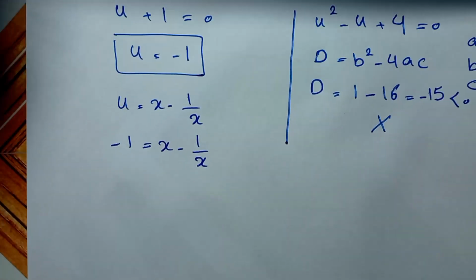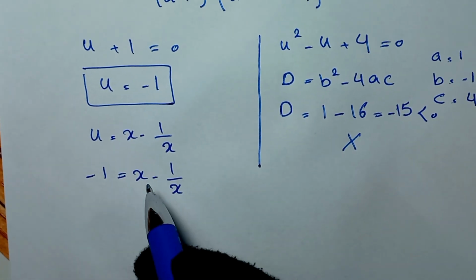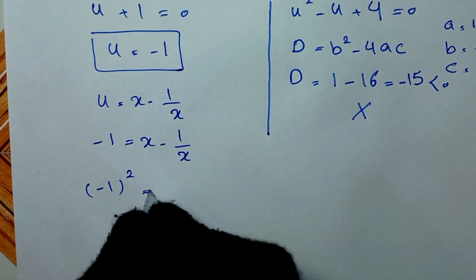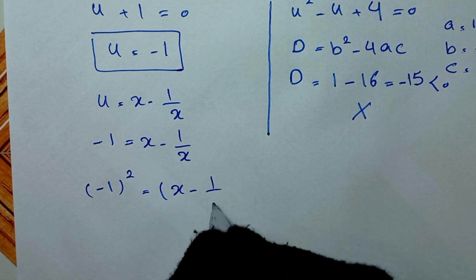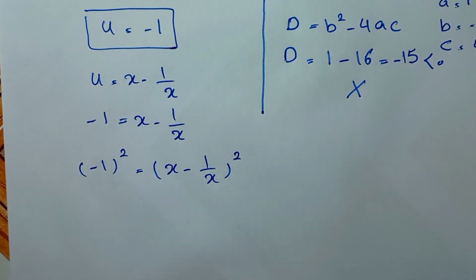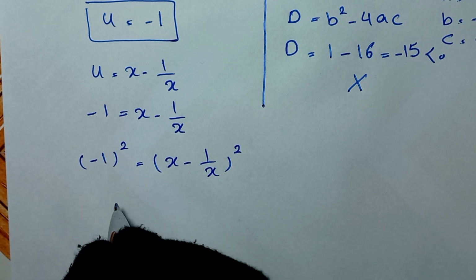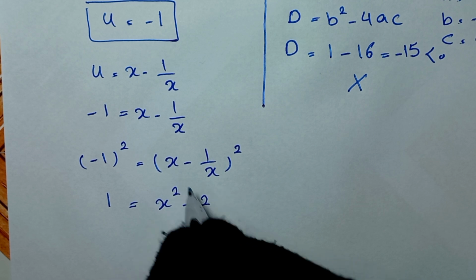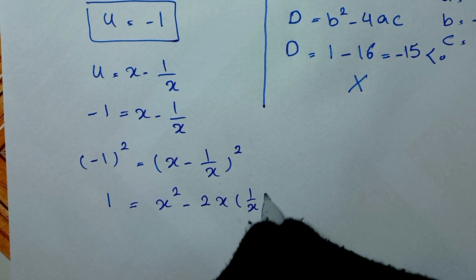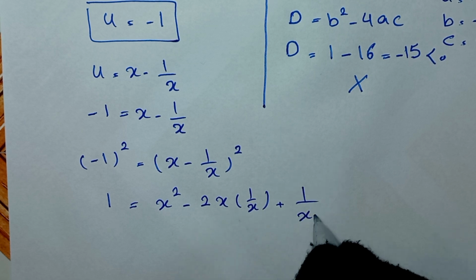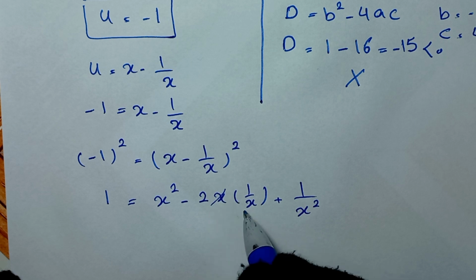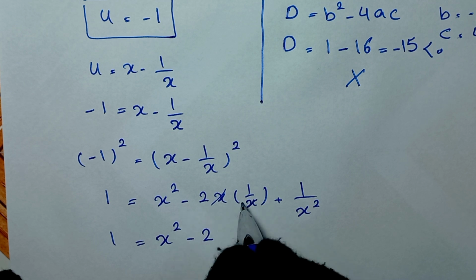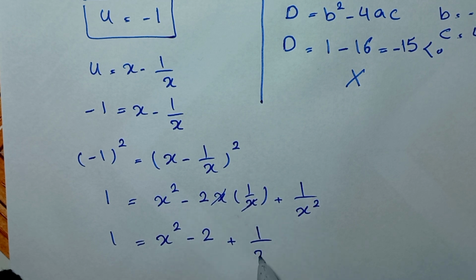So from this equation, we square both sides, and it will be negative 1 to power of 2 is equal to x minus 1 over x to power of 2, right? And it will be negative 1 to power of 2 is 1, and this to power of 2, it will be x squared minus 2 times x and times 1 over x and plus 1 over x squared, right? And here, this will cancel this, and it will be 1 is equal to x squared minus 2, right? 2 times this 1, and plus 1 over x squared, right?